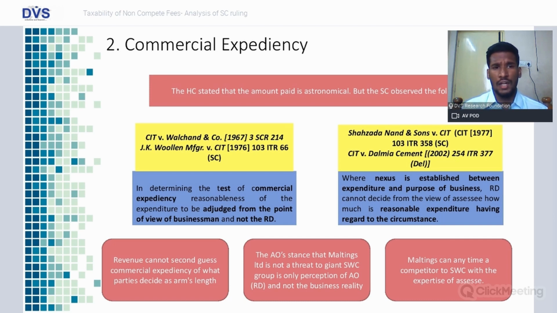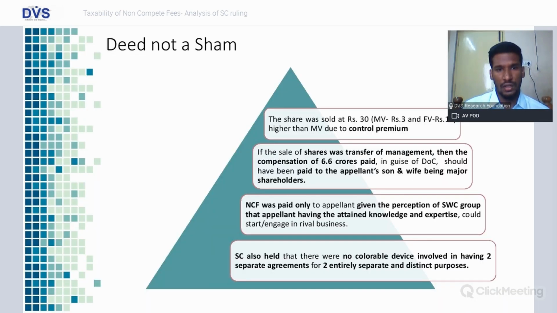What could happen is once the assessee goes out of the CBDL, he can very well join hands with Maltings Limited, and at any point in the future, he could develop Maltings Limited, and it could even be a competitor for SWC. So this reality was not even considered by any of the appellate forums before it came to the Supreme Court level.